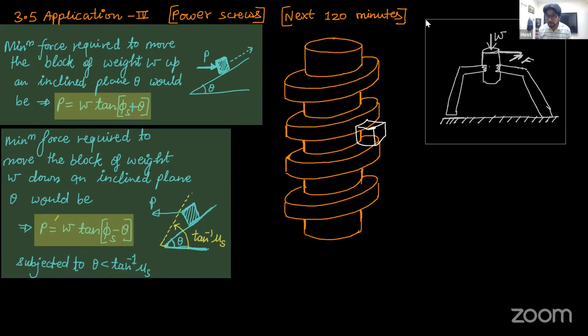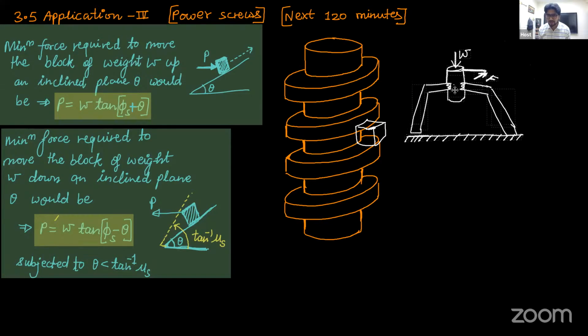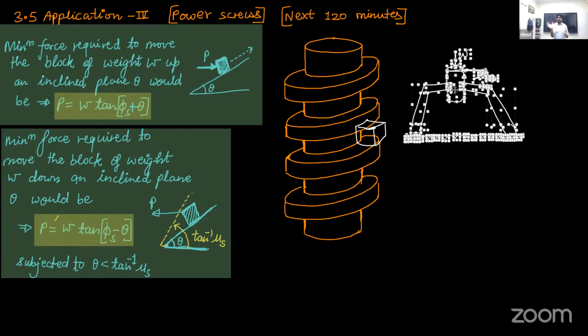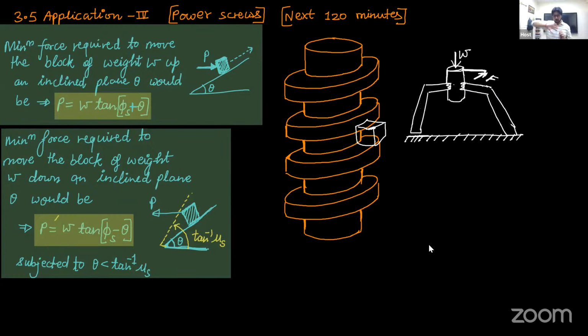Naturally, the weight can be lifted by rotating the screw in anti-clockwise sense, looking from top. Looking from top, if we rotate the screw in anti-clockwise sense, the weight will keep moving up. And if we rotate the screw in clockwise sense, then the weight will be lowered.